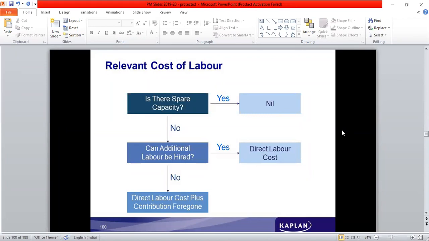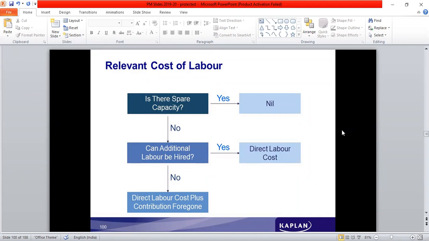So the workers are present in the organization, but they do not have sufficient work, but they have been paid full wages. So in such situations, is there any spare capacity is what has to be looked into. If spare capacity is available, then they need not be paid anything extra within the work hours. The task is assigned and they can complete the task, and no additional cost needs to be paid.